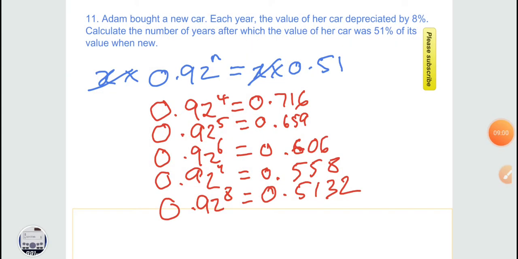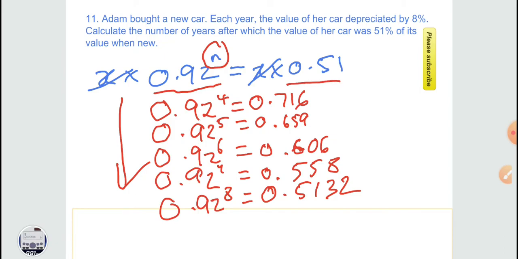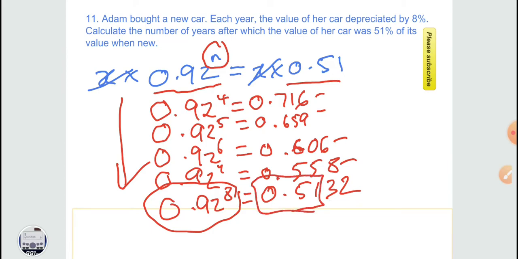So as you can see, they didn't tell us what the original value of the car was, so we called it just X. Then because it's 8% depreciation, the decimal multiplier was 0.92. We don't know how many years, so that's why we had to do all this trial and improvement. And they told us they had to reach a value of 51%, which is just 0.51. So as you can see, we had to work out by repeated trials that it would take 8 years for it to reach 0.51, 51%. So the answer is 8 years.